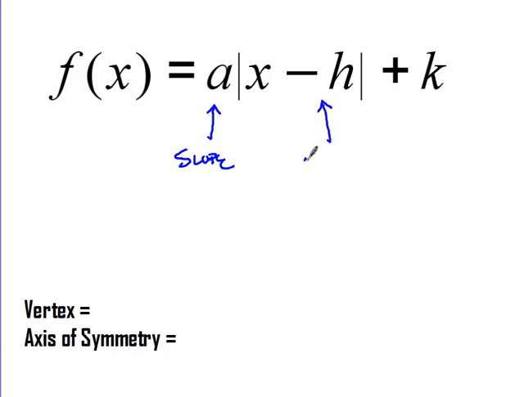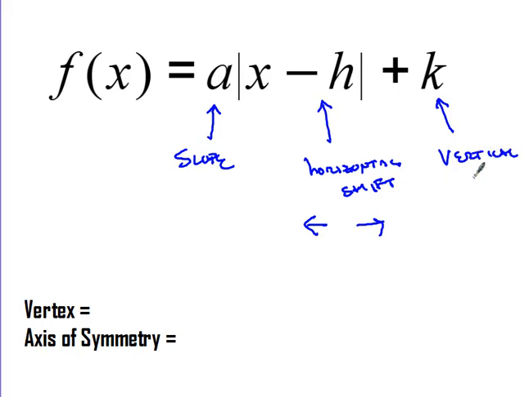This H is my horizontal shift. And for those of you who are wondering, horizontal is left and right. And this K is my vertical shift. So I'm always going to have plus or minus something on the outside. That's going to tell me if I'm shifting my vertex up or down. The number on the inside is always going to shift my vertex left or right. And then from my vertex, I get to use my slope to create my V.